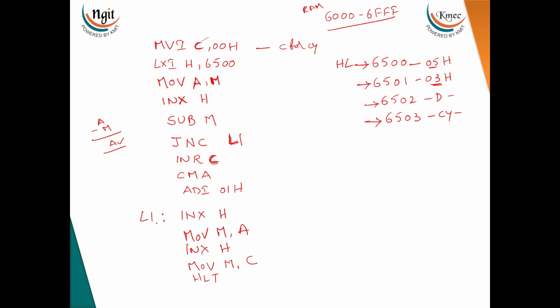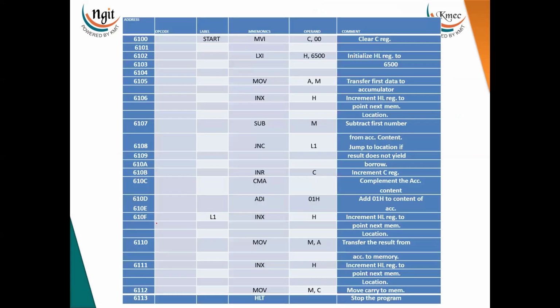But for executing in the lab, you can't give the label like this. Here you have to specify the address location. How to specify the address location? Now it is jumping to here, and what is the address location here? 610F. So that you have to write here. Then only you can get the opcodes.